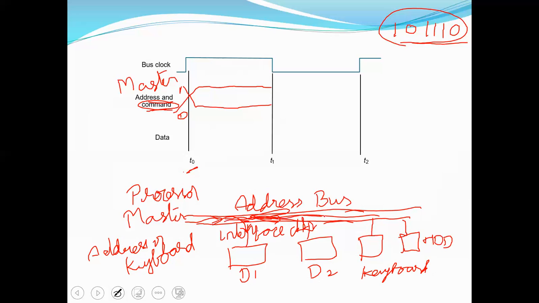All the devices can see this address which is passing through the address bus. All the devices' interface circuits retrieve the address from the address bus and check whether the processor wants to communicate with this particular device. Okay, and it matches the address of the device with the address which is coming through this bus. Now the keyboard address matches. Okay, keyboard address matches. So the keyboard comes to know that it has to write the data by using the control bus, that is the signals which are coming in the control bus.